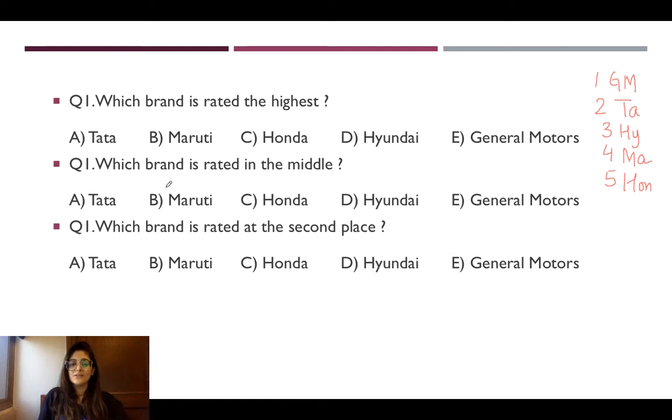All right, so यहाँ पर which brand is rated the highest? Of course, we have the first one which is General Motors. Which brand is rated in the middle? So दो ऊपर दो नीचे, center में Hyundai. So option D. And last, which brand is rated at the second place? Of course, you can clearly see and the answer is Tata.